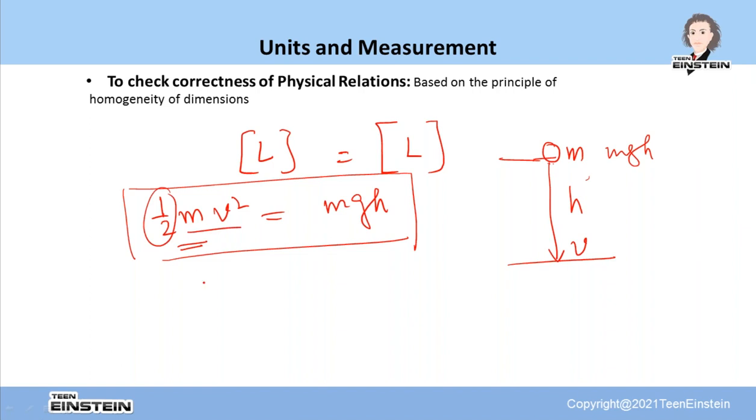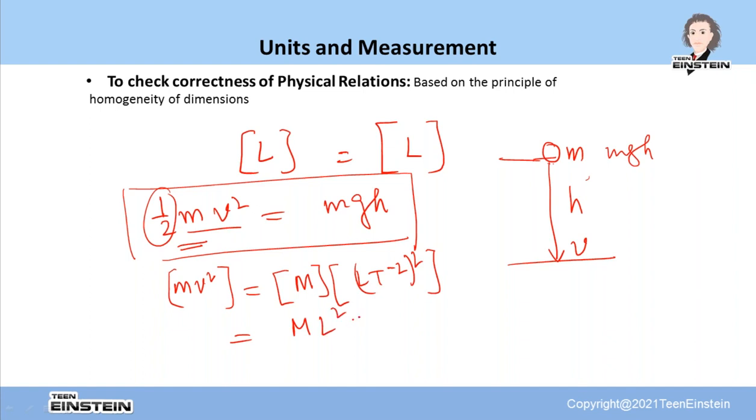So look, the half is dimensionless, so I'll take these two dimensions. So the dimension of m v square, this side. m is already having dimension of M. V square means velocity square. Velocity we know L T to the power minus 2 and square of it. So what we get is M L square T to the power minus 4. So this is the dimension I get.